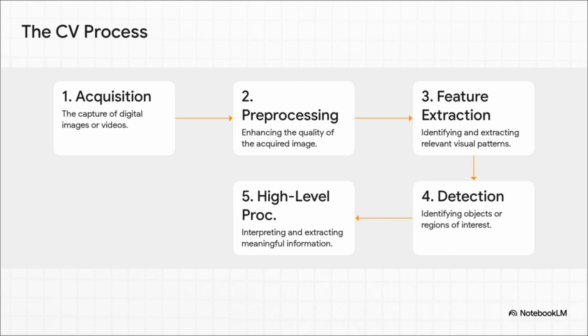It all starts with acquisition. That's just capturing the image. Then it moves to pre-processing, which is all about cleaning the image up for analysis. Next is feature extraction, where the system starts to find basic patterns. After that, we've got detection, which is where it identifies specific objects. And finally, high-level processing puts it all together to understand the entire scene.